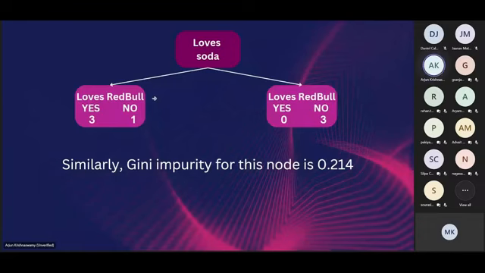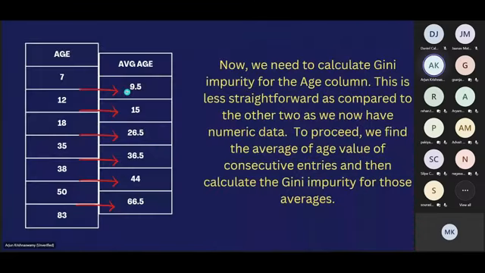So far, we only looked at loves soda and loves fruit juice as the criteria for classification. We have totally ignored age. Age is a little more complicated than those two because it consists of numerical values and not just yes or no data.